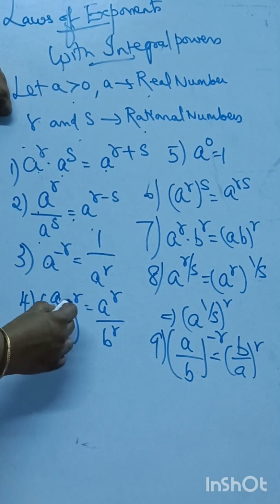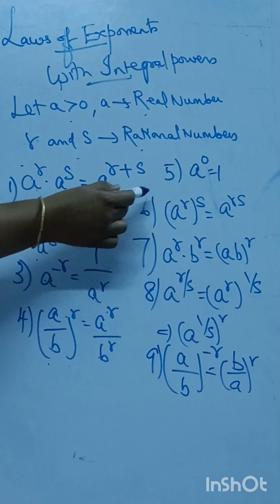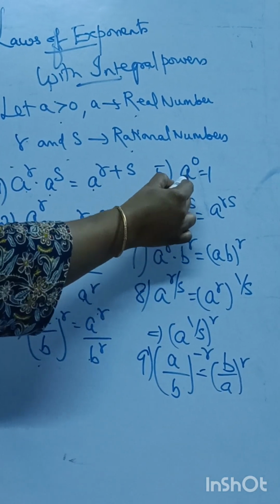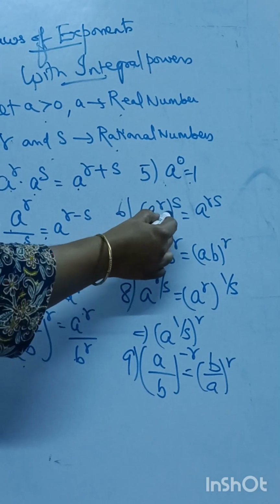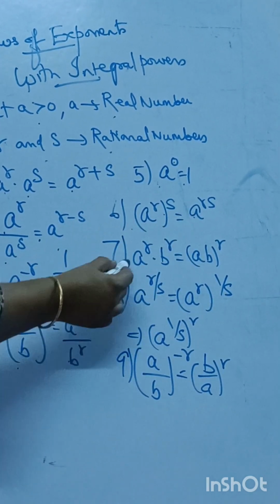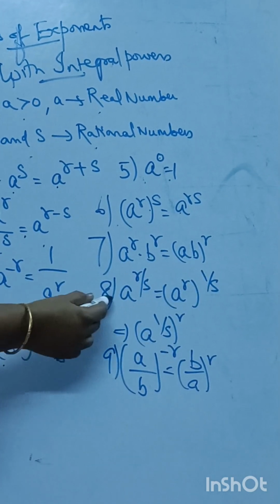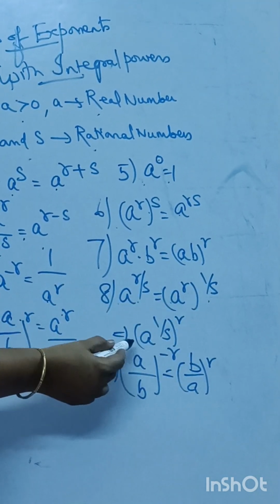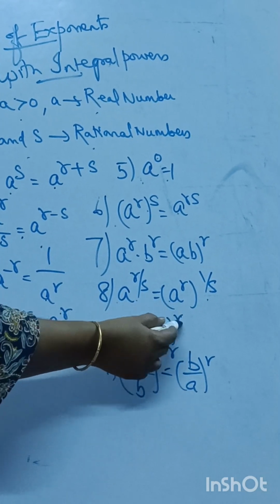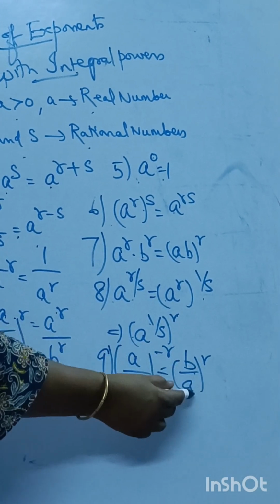(a/b)^r is equal to a^r divided by b^r. And this is an MCQ question, very important: a^0 gives the value 1. That is, (a^r)^s is equal to a^(rs). a^r times b^r can be written as (ab)^r. a^(r/s) can be written as (a^r)^(1/s), or (a^(1/s))^r. (a/b)^(-r) is equal to (b/a)^r.